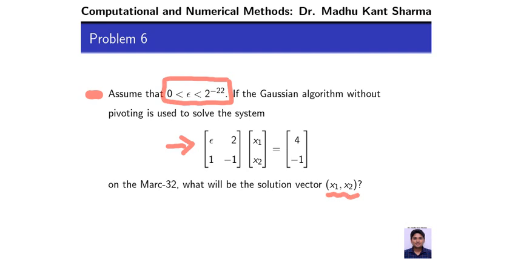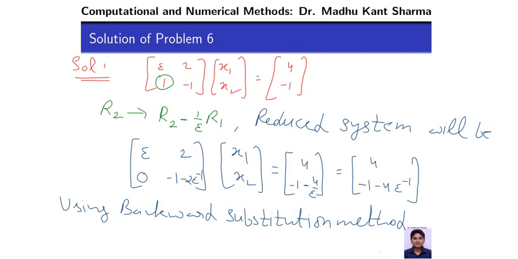So you can see a similar example in video lecture 10, where we have discussed the case of failure of the Gaussian algorithm. A similar example has been done there. So we are going to solve this system. The system is here, that is epsilon 2 1 minus 1. So the system is given.